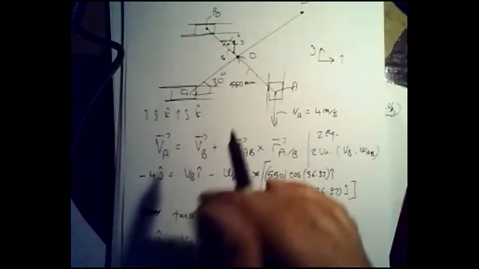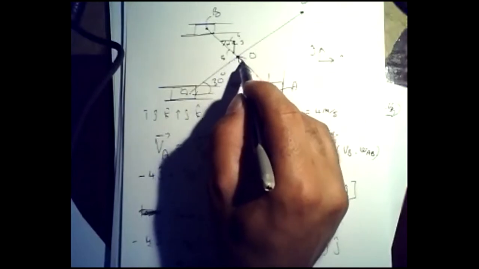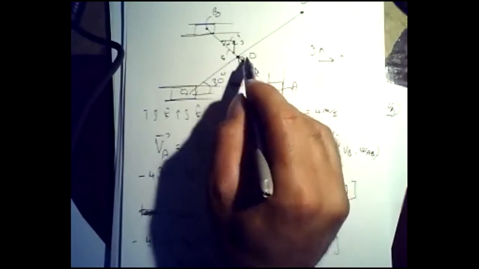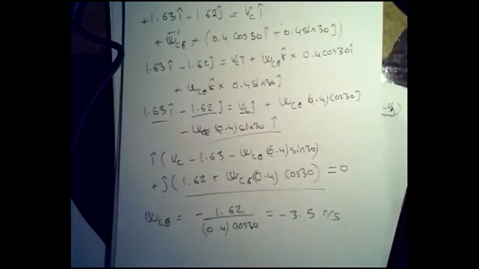So here we said, by the way, the velocity of D is going to be equal to 1.63 I minus 1.62 J. So this point is somewhere going along this direction. My VD is going in that direction, and then the link is rotating like that, and that is why we solved omega CE to be equal to minus 3.5 radian per second.